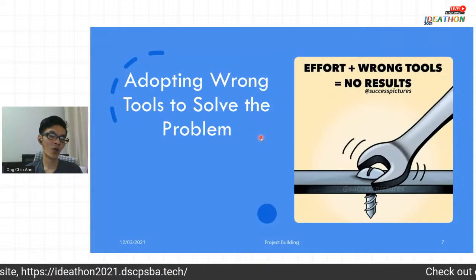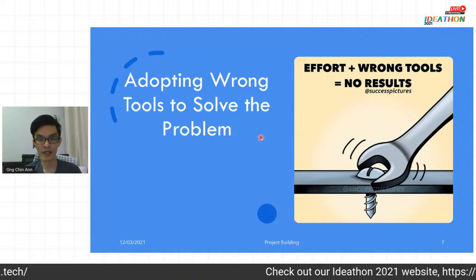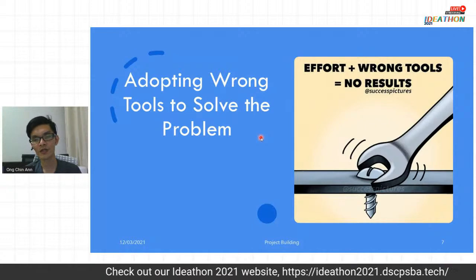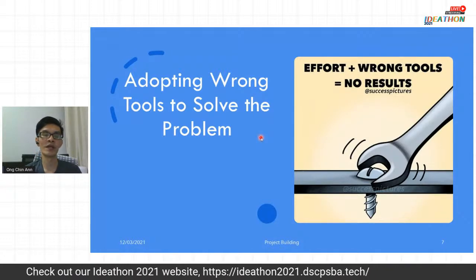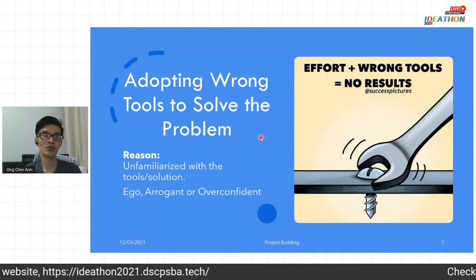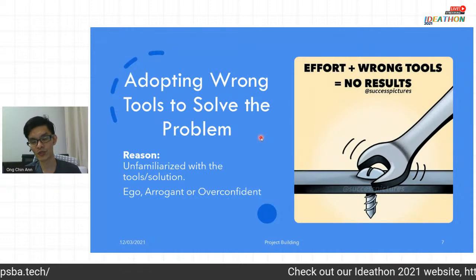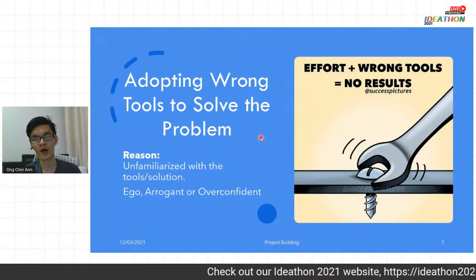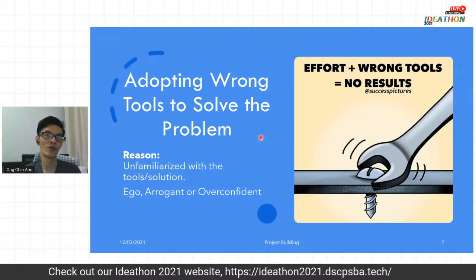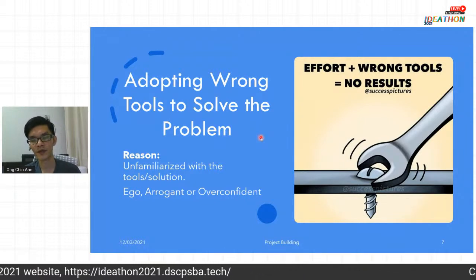And the third key point will be adopting the wrong tools to solve the problem, right? As you can see in the figure here, if you're trying to do something but you use the wrong tools, obviously you won't get the result, right? Why people tend to use the wrong tools is probably they are not familiar with the tools or the solutions, right? If you are not familiar with the tools, definitely you don't know how to operate them. You don't know how to apply the solutions to solve your problem, right?